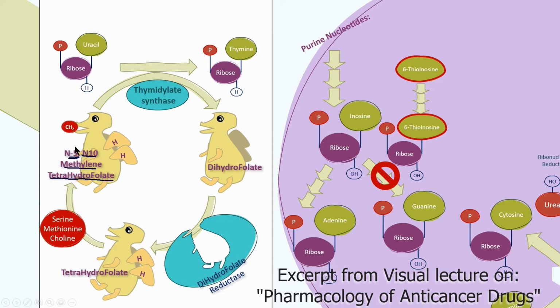It's very easy to understand, I think. So this N5, N10 methylene tetrahydrofolate will donate its methylene group to uracil, and it will convert into thiamine, and it will lose its wings. So this cycle can continue. Now, so you got the point. Are you really understanding it? Okay, good.